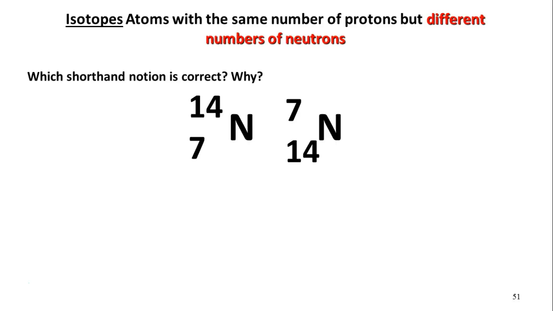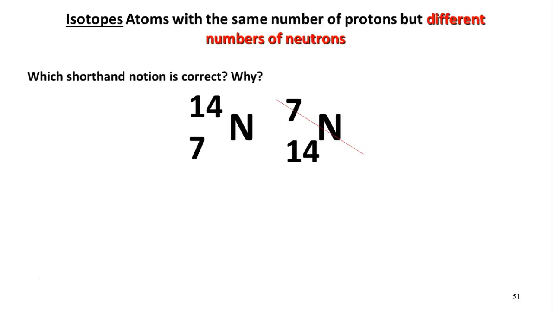So then we also have, you just want to make sure that you have the correct notation, essentially. So which one of these is correct? Is it the notation on the left, or is it the notation on the right for this particular nitrogen? And the answer is that it's the one on the left.